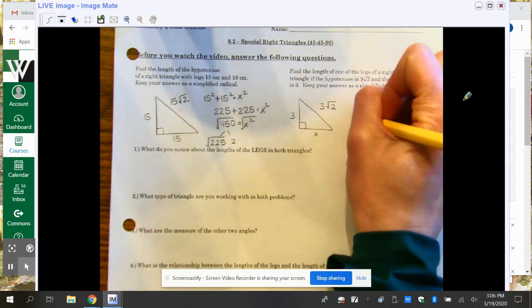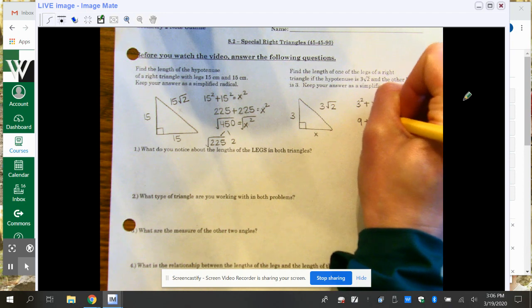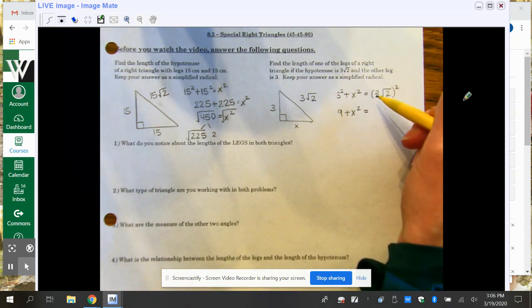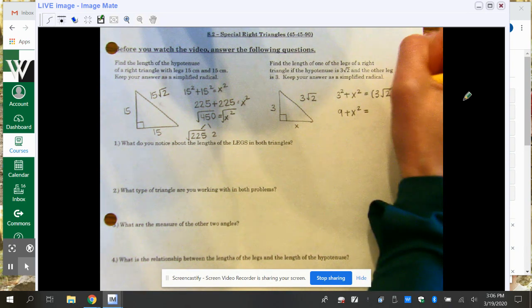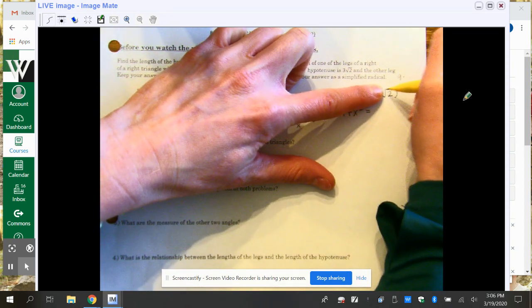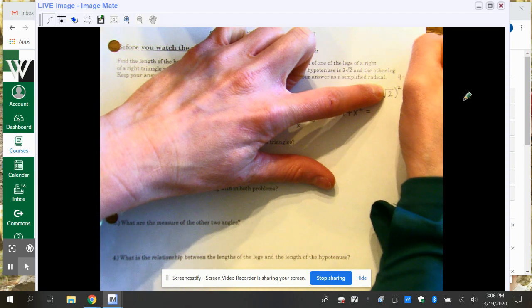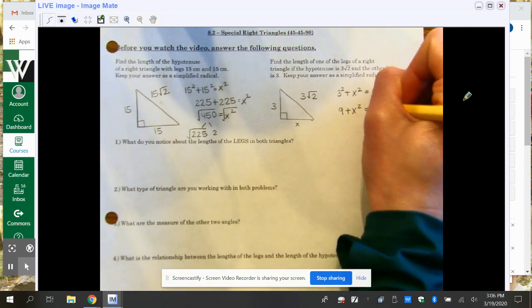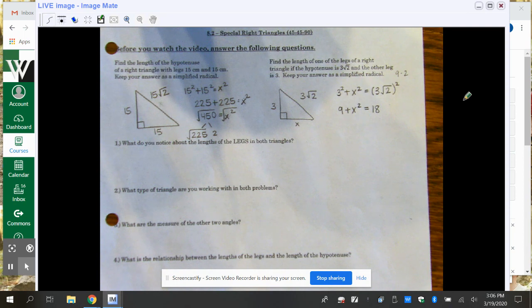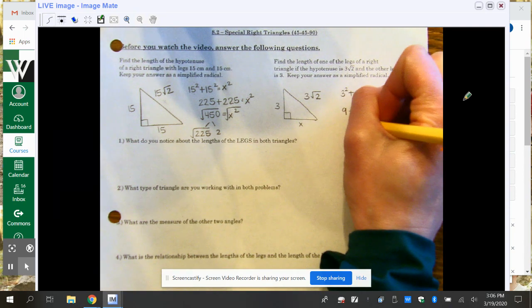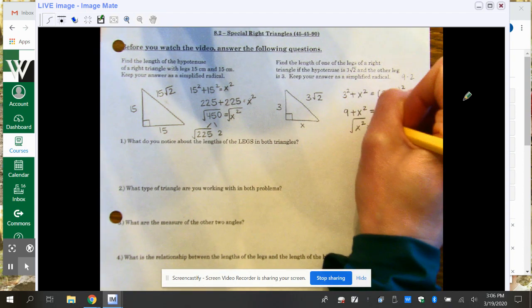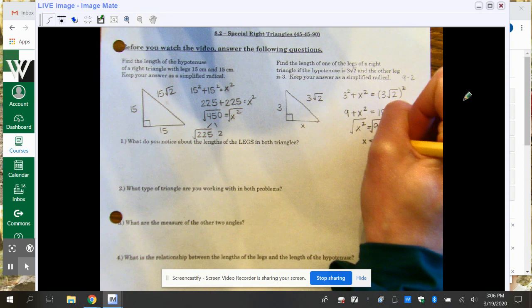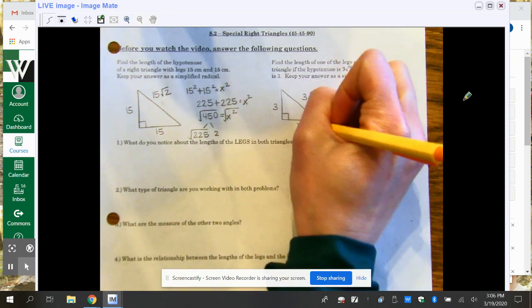So we've got 3 squared, which is 9, plus x squared. Now remember, for this, we square both parts. So 3 squared is 9. Radical 2 squared will cancel out, so that just leaves us with 2. So that's going to be 18. You can get that by just typing it in your calculator as well. And so then 18 minus 9 is 9, and when I take the square root, I get 3. So that side's going to be 3.